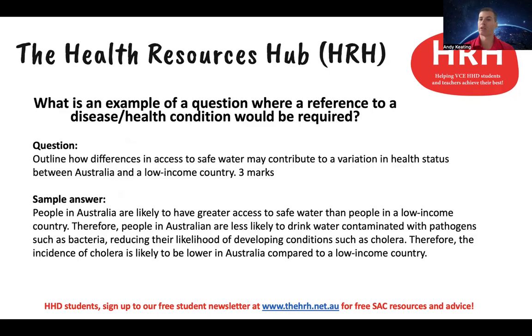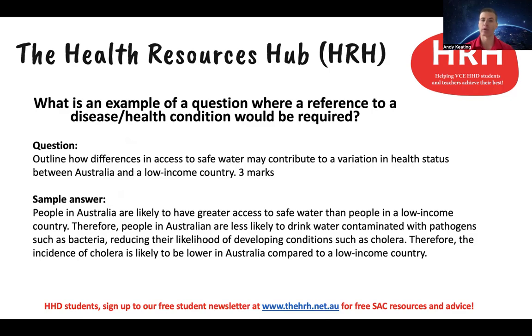So this is where if you see that term health status, it's ideal to be able to link into a relevant health condition because it makes it easier to link into a health status indicator. So in that second sentence there in the answer, it says therefore people in Australia are less likely to drink water contaminated with pathogens such as bacteria, reducing their likelihood of developing conditions such as cholera. So you can see there, making it clear that you understand that if there is greater access to safe water, less likely to be contaminated with bacteria, and that's your link into the health condition cholera, and therefore the incidence of cholera is likely to be lower in Australia compared to a low-income country.